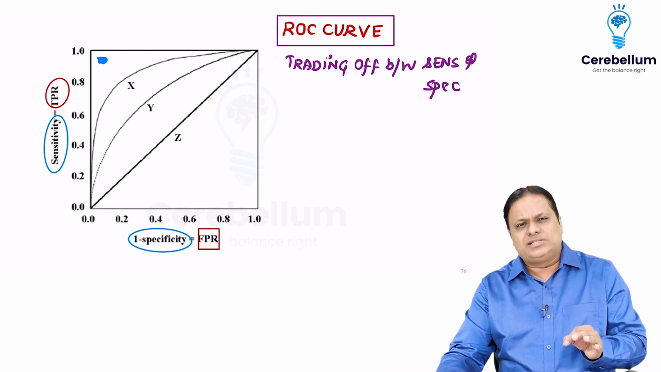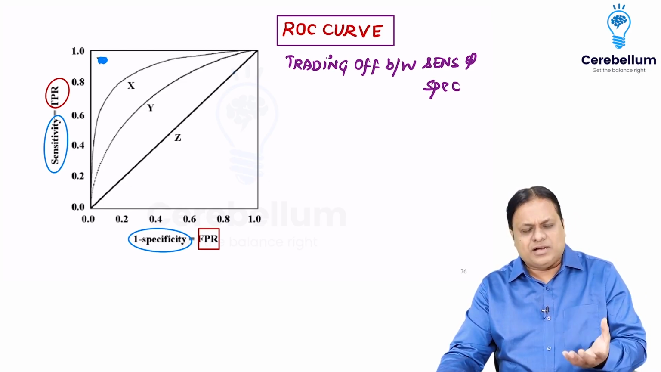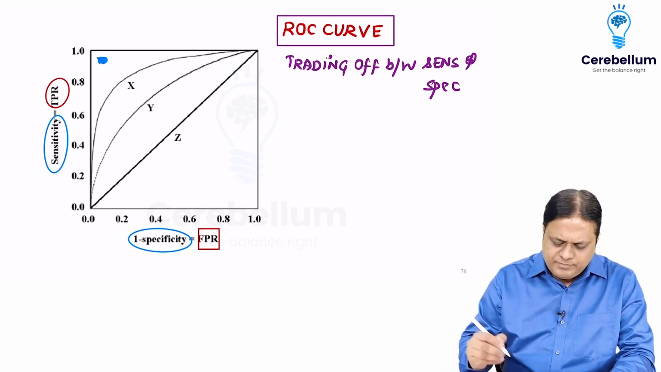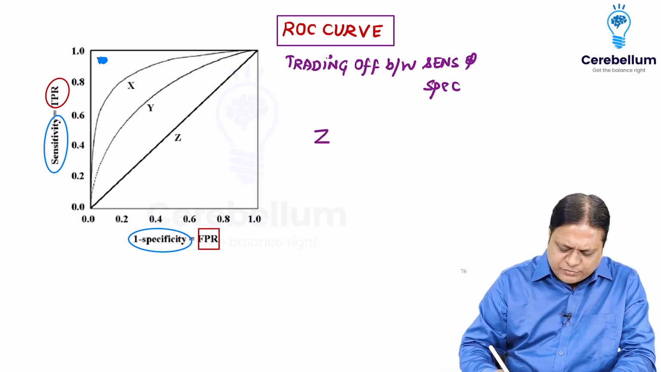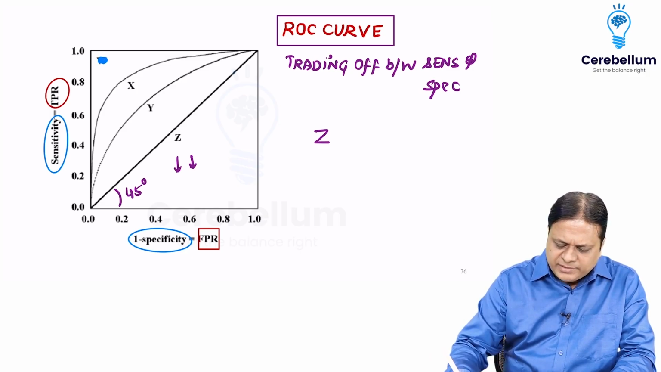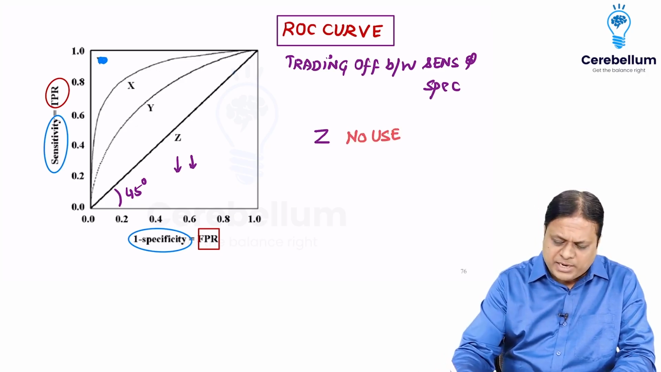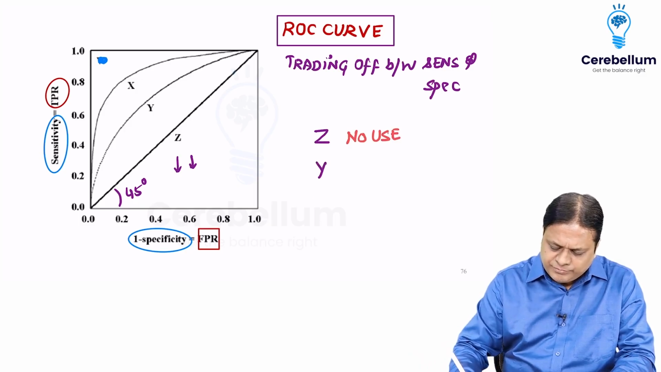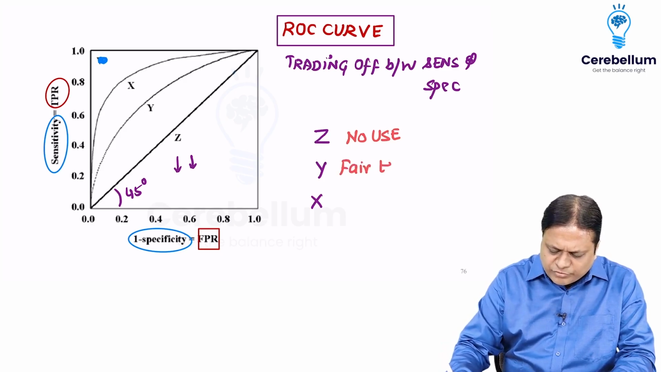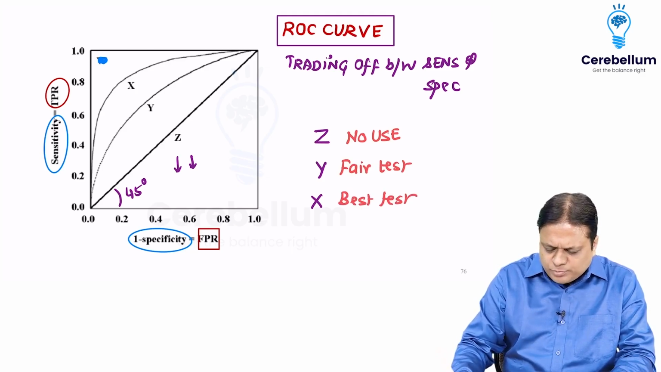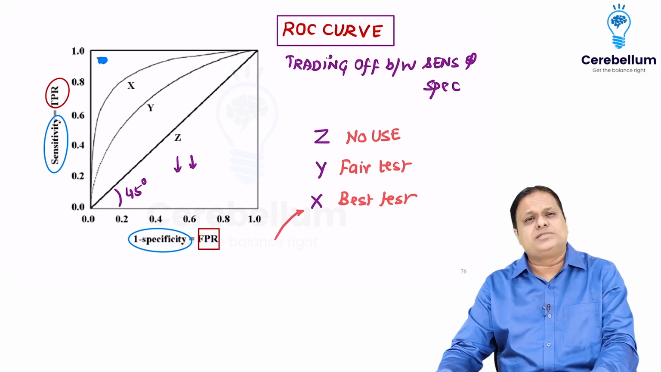Now how to interpret the given ROC curve? Plot all the screening tests for the same disease on the same graph, or maybe different cutoffs on the same graph. If line is straight at 45 degree, Z line, or it is in the lower quadrant, this test is of no use. This cutoff is of no use. But higher the curve, better the test. So Y is a fair test or fair cutoff. X is the best test. That should be chosen as a test of choice between them.